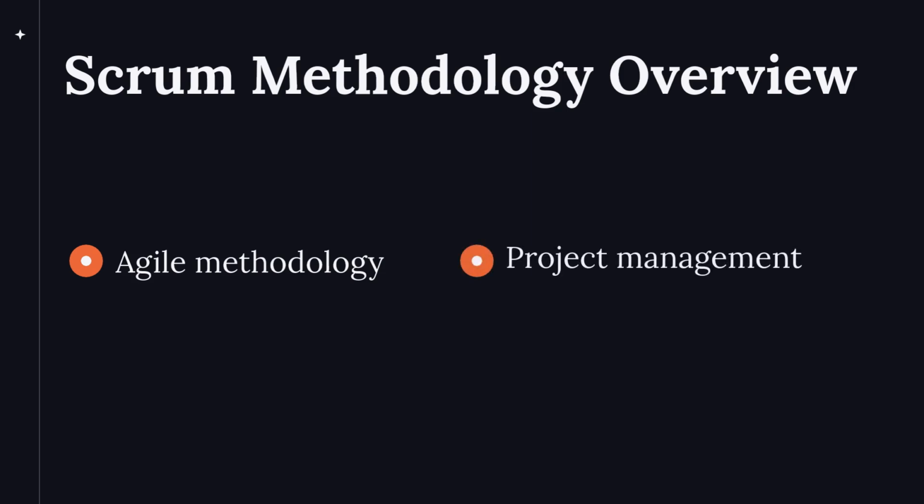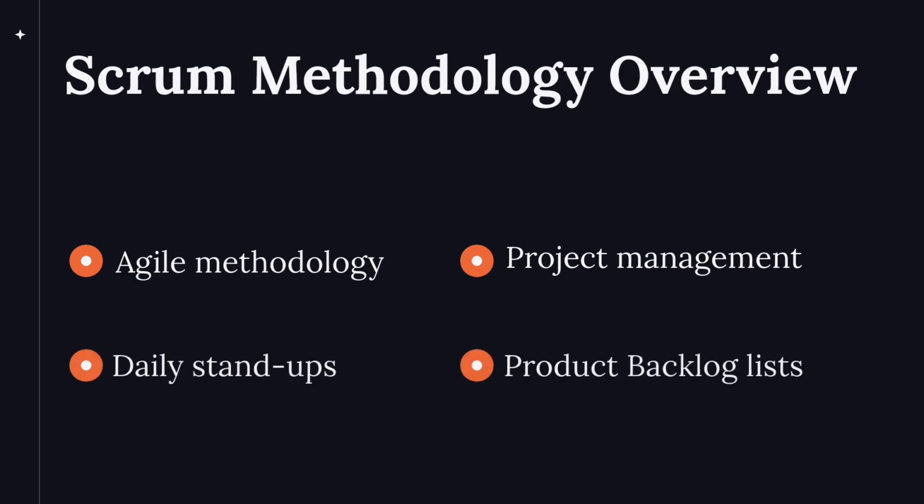Scrum is a specific agile methodology for managing complex projects. It employs sprints, daily stand-ups, and defined team roles. The product backlog lists features or user stories. Sprint planning defines tasks for the next sprint. Regular feedback ensures customer satisfaction.